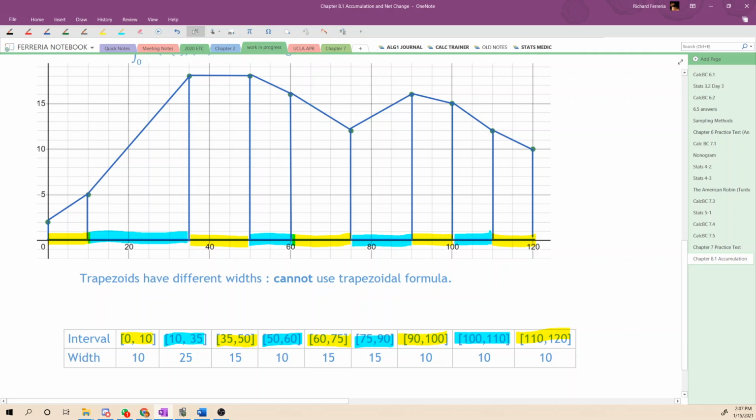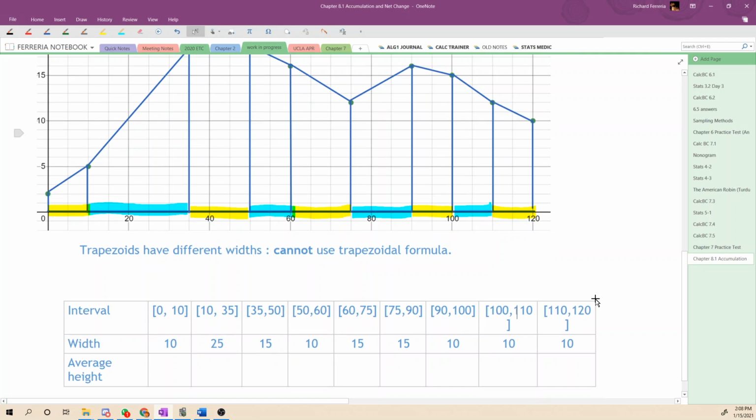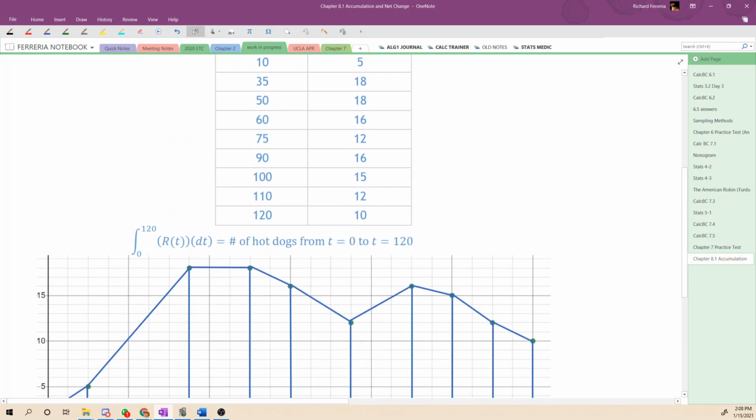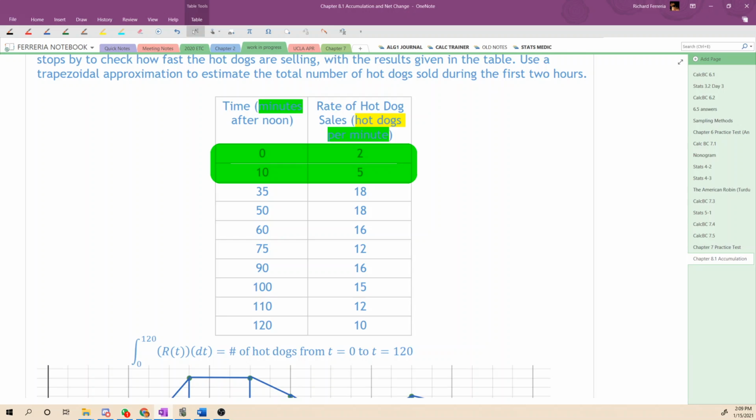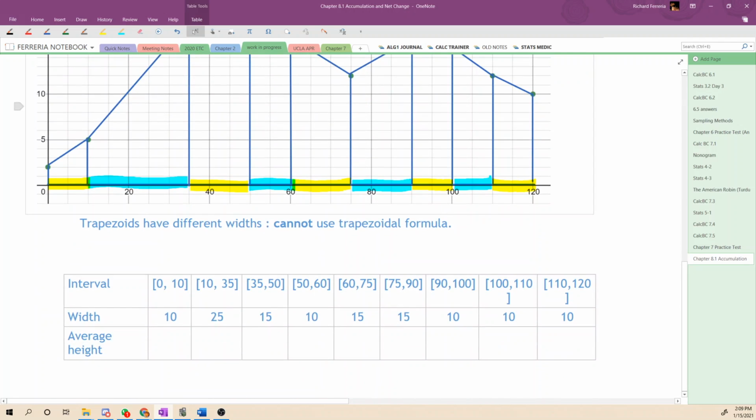Now the next line of this chart is going to be a little bit different. It's going to be the average of the two heights. And to find those average heights, we're just going to go back to the first table that we have here, and we're going to find the average of, well, the first interval is from 0 to 10, and so I need to find the average of 2 and 5, and that's going to be 3.5. Moving back down to my chart, we're going to put a 3.5 here.